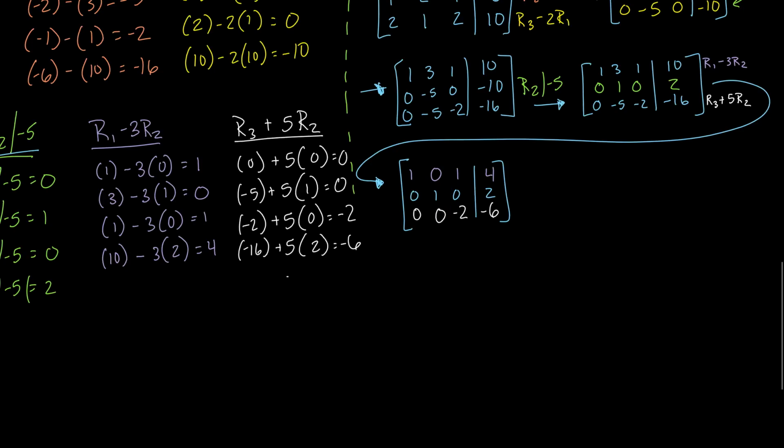Now we just have to deal with this last column here, where remember the first thing we have to do is get the 1 where we want it. So we want to make this negative 2 into a 1 so that we have our diagonal 1s. Now, to get negative 2 to be a 1, all I have to do is divide this last row by negative 2, or multiply by negative half. So I'm going to take row 3 and divide by negative 2.